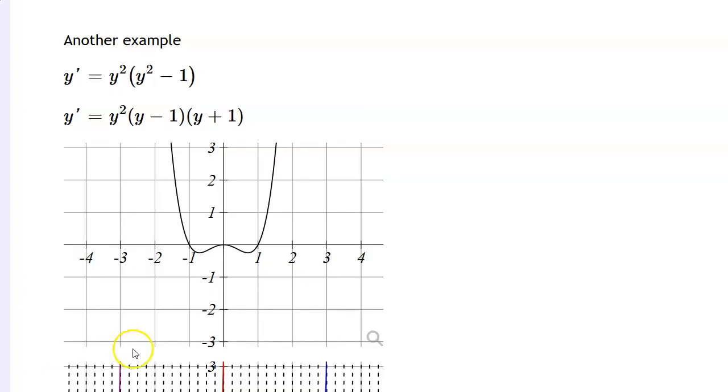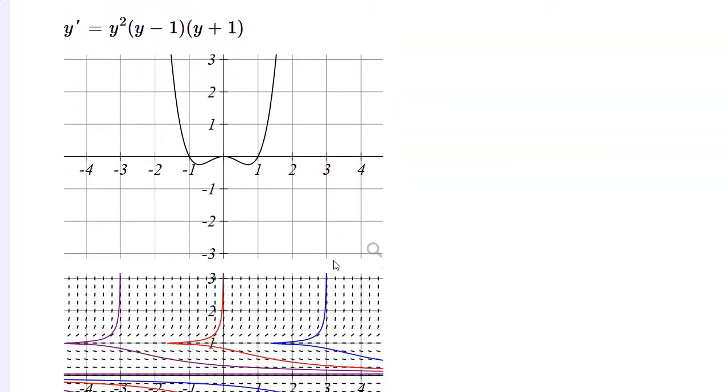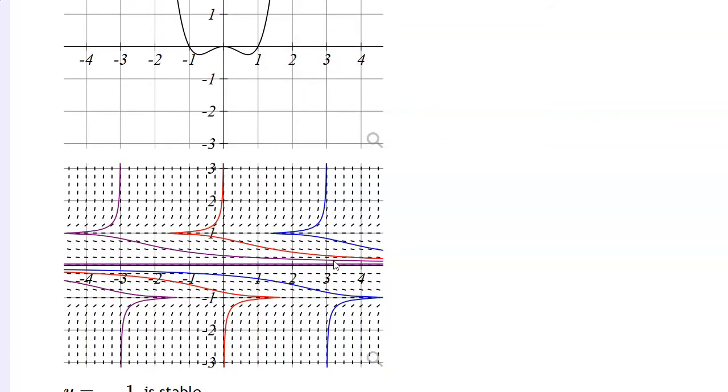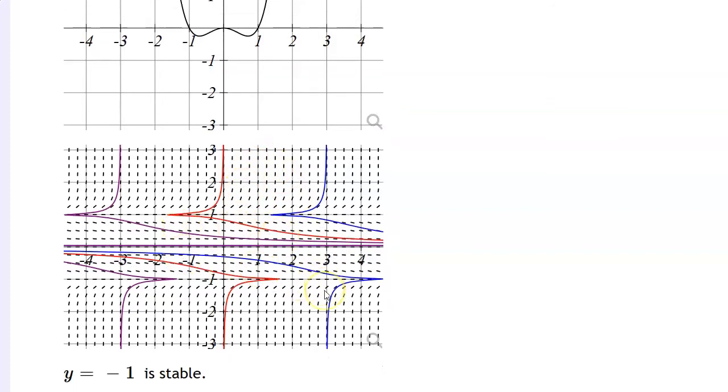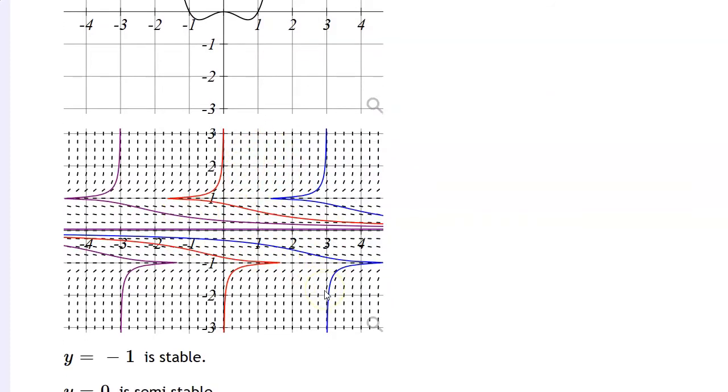So here's a prettier view of that last example. Y prime versus y is this fourth degree polynomial graph. And then we have down here the slope field with various solution curves. I may do one of these, actually show you how I solved these equations.